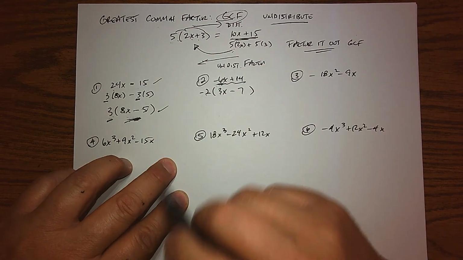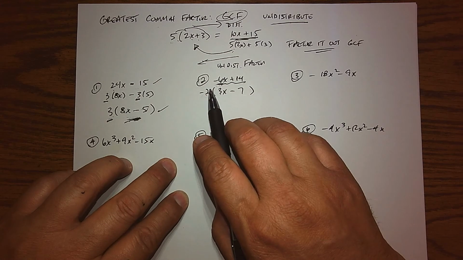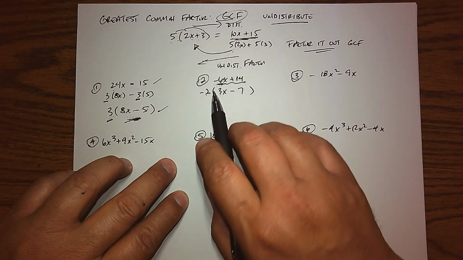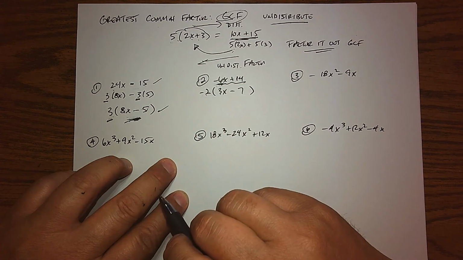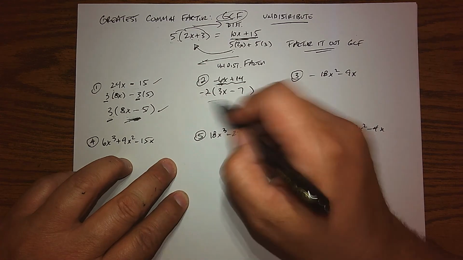And of course, how do you check it? Just redistribute it. Negative 2 times 3x is negative 6x. Negative 2 times a negative 7 is positive 14. And we're off to the races, so we did a good job.